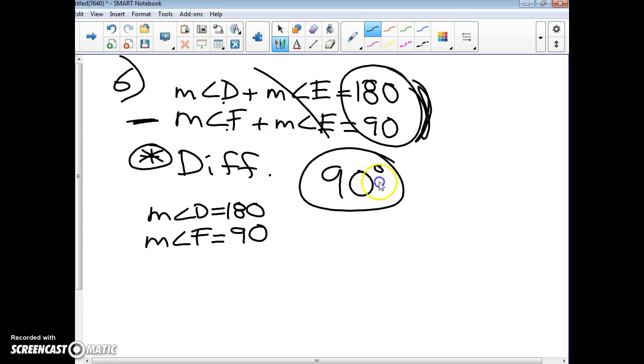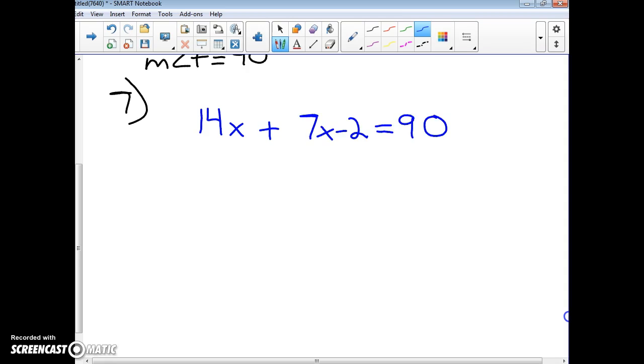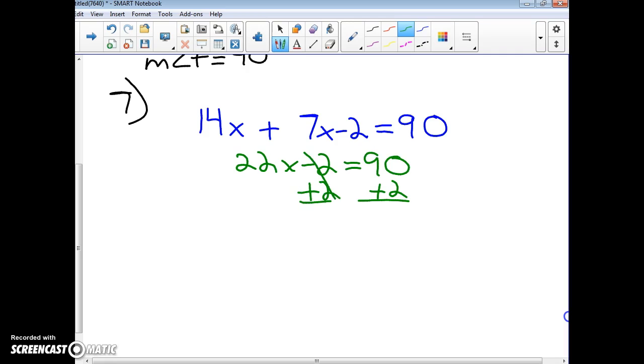All right. Number 7, I was much less tricky. I give you two angles, and I tell you they're complementary. Well, that means if I added them up, they're going to equal 90. Okay, so one angle I give you is 14x, plus the other angle I gave you was 7x minus 2 degrees, and that's all equal to 90. Algebra time, here we go. 14 plus 7 is going to give me 22x minus 2 equal 90. Add 2 to both sides. I wind up with 22x equal 92.